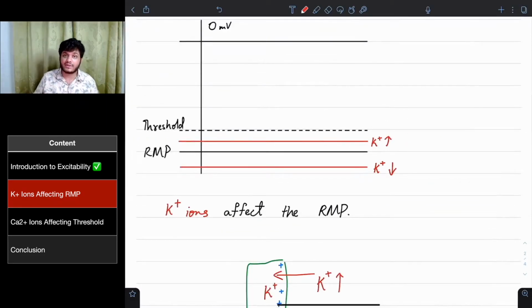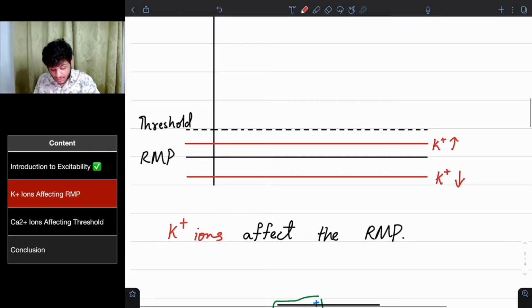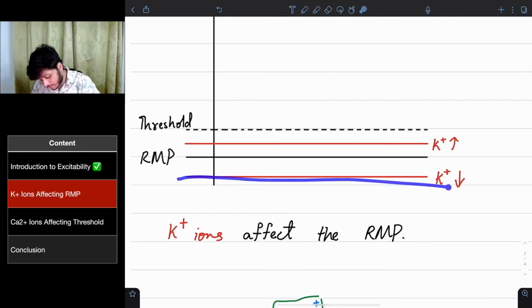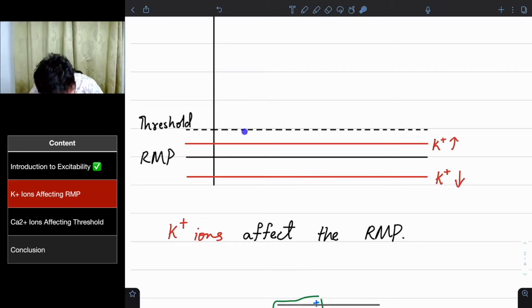Now, how does this affect excitability? As I said, excitability is the distance between threshold and resting membrane potential, right? If the potassium ion concentration outside of the cell decreases, that means potassium ions inside would diffuse out, right? Making the cell more negative. The resting membrane potential becomes more negative. So the distance between the threshold and the resting membrane potential increases, right? Making the cell less excitable because it requires more sodium ions to influx, as I said, to reach the threshold and cause that depolarization, right?